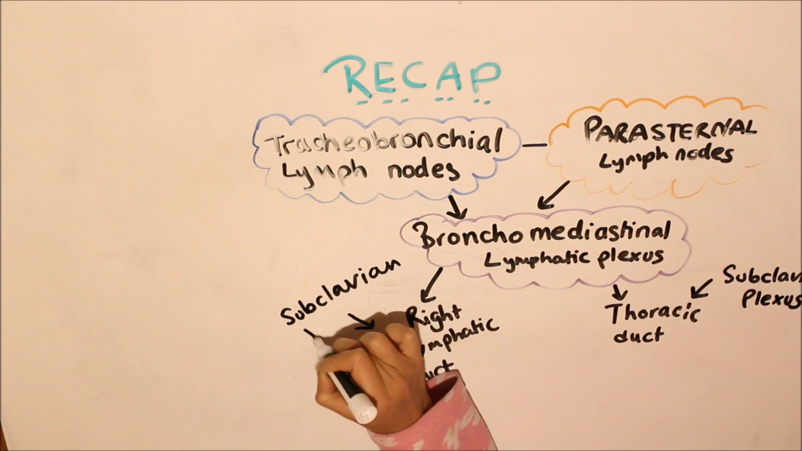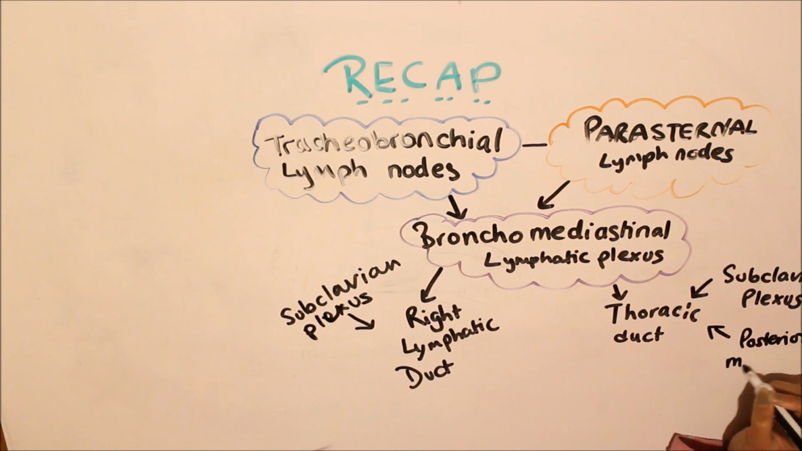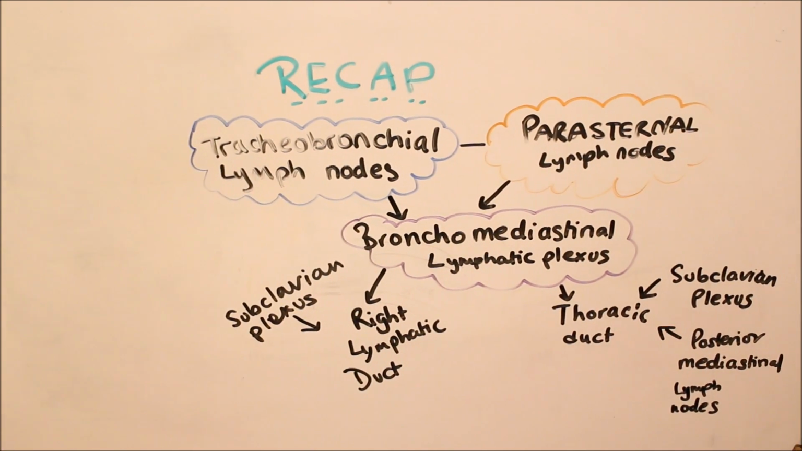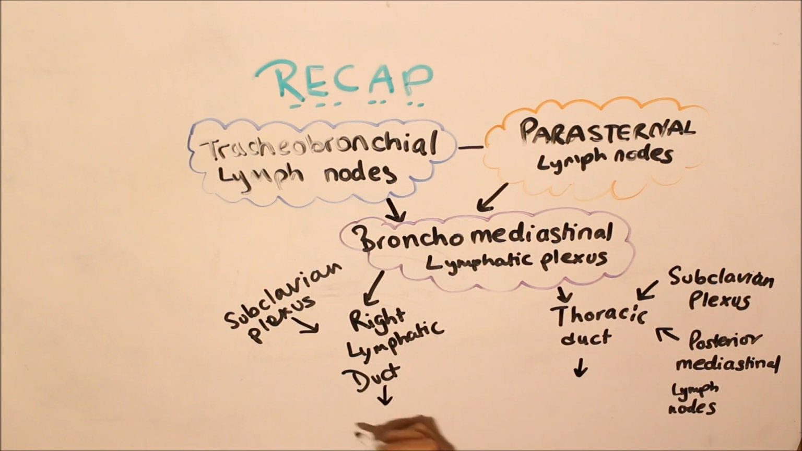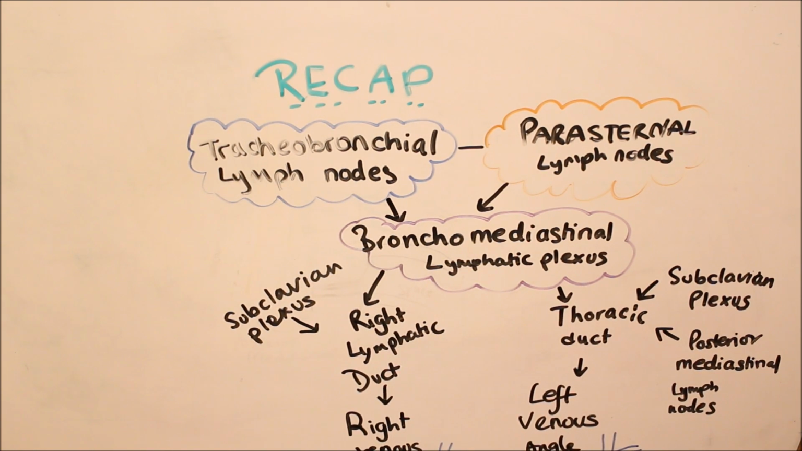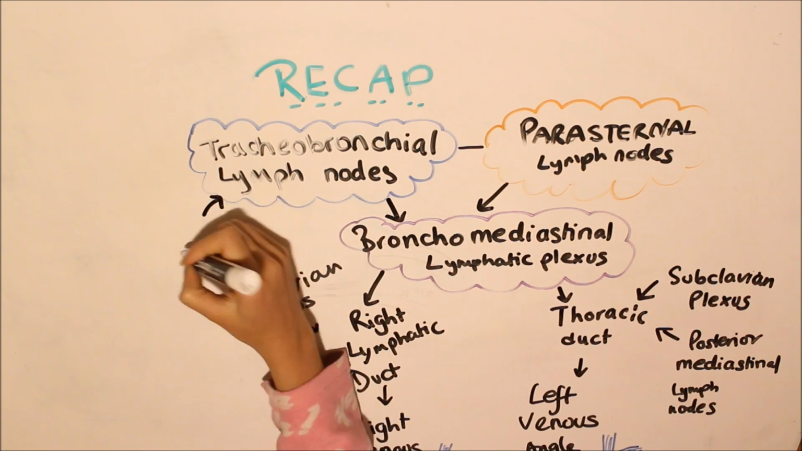The subclavian plexus, which if you recall drains the lateral breast via the anterior axillary lymph nodes, and the posterior mediastinal nodes also empty straight into the right lymphatic and thoracic ducts on their respective sides. These ducts then empty into their respective venous angles.